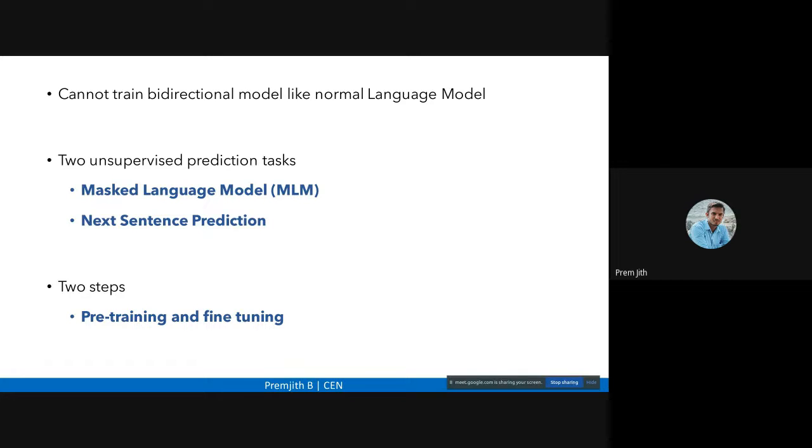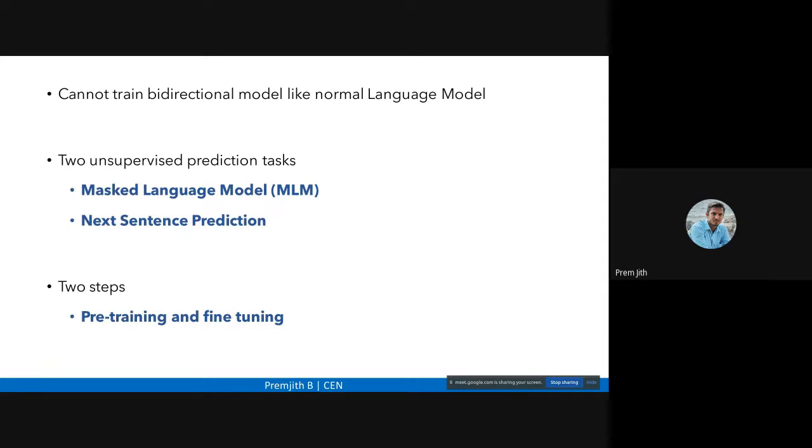While training, it will compare the prediction with the original word, and if there is any error, that error will be propagated back. That's how the network gets trained, right? So masked language model is one training algorithm we use in the BERT algorithm.